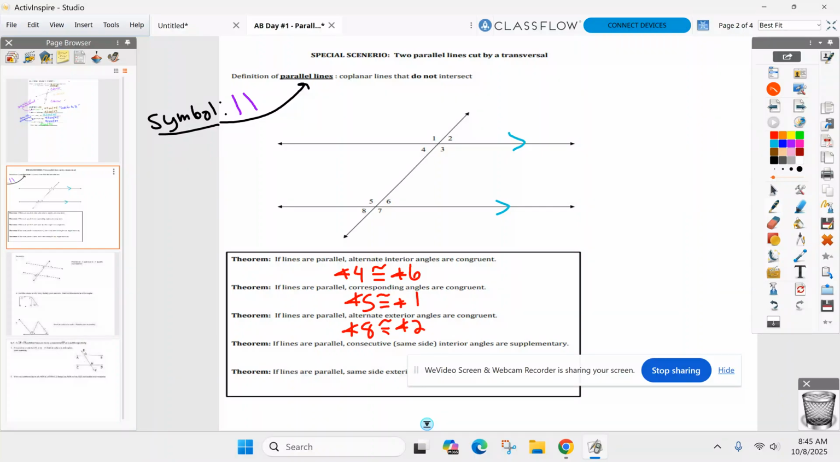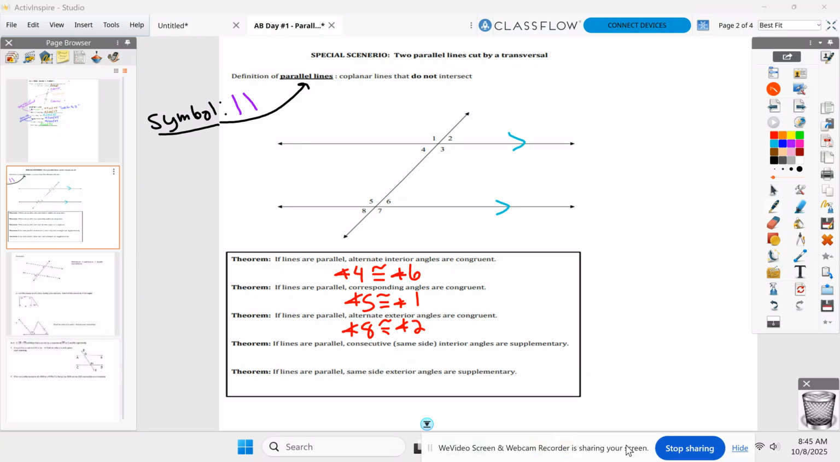Pretty much it seems, guys, everything's congruent. All 8 angles congruent? No, I said some of them are supplementary. So what pairs of angles are supplementary? Keep reading the next theorem. Same side interior angles add up to 180. Same side interior are supplementary.